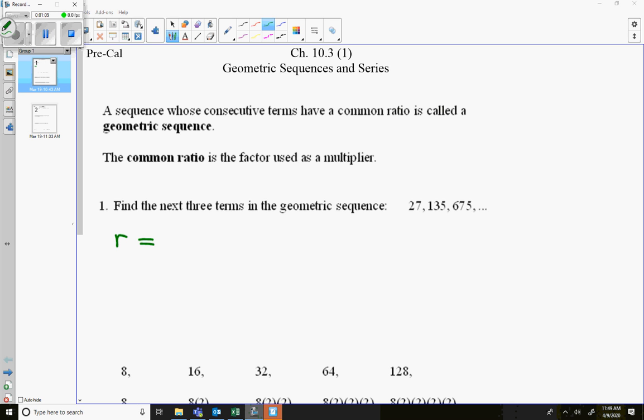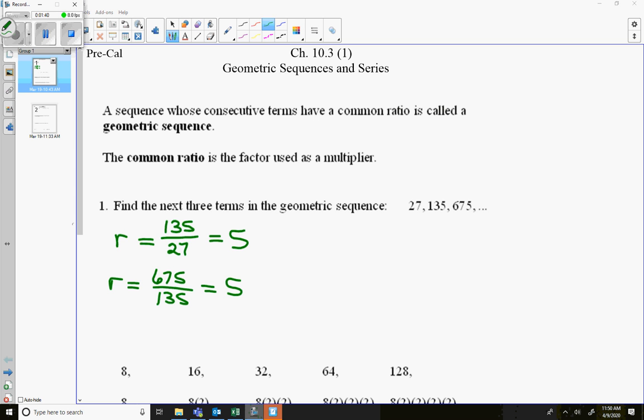Well, the way you figure that out is you find your common ratio. It's any term divided by the previous term. So 135 divided by 27. You might need a calculator for some of these, but that gets us an answer of 5. If I did 675 divided by the term before it, 135, again we get 5. So it's a common ratio.